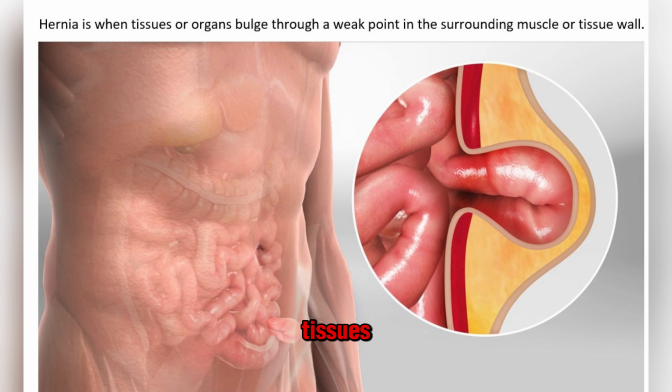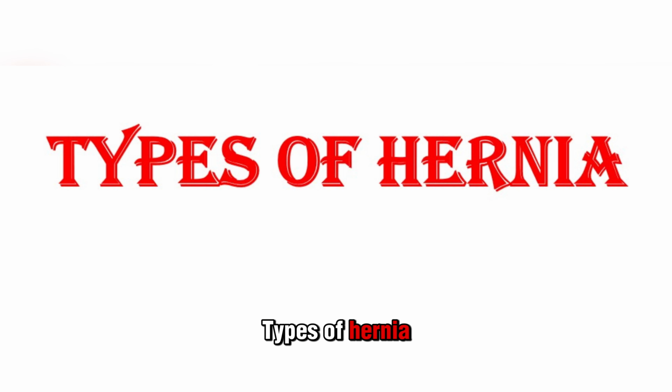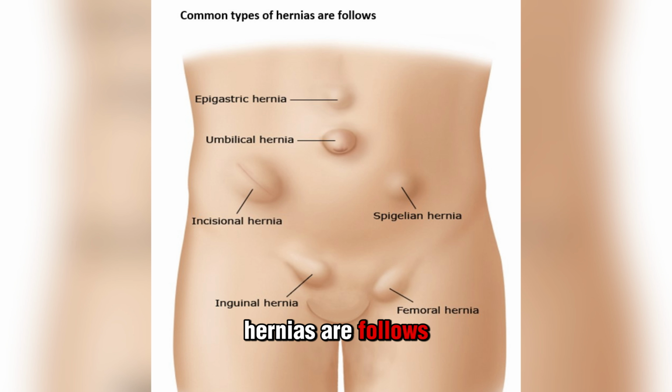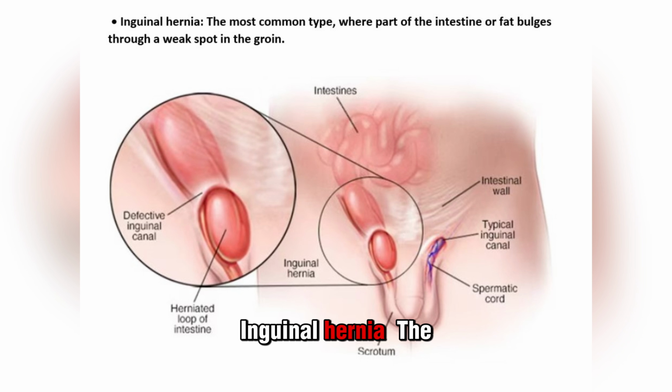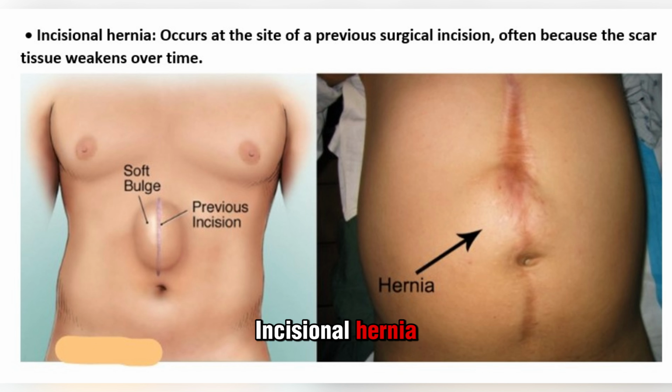Hernia is when tissues or organs bulge through a weak point in the surrounding muscle or tissue wall. Types of hernia. Common types of hernias are as follows. 1. Inguinal hernia. The most common type, where part of the intestine or fat bulges through a weak spot in the groin.